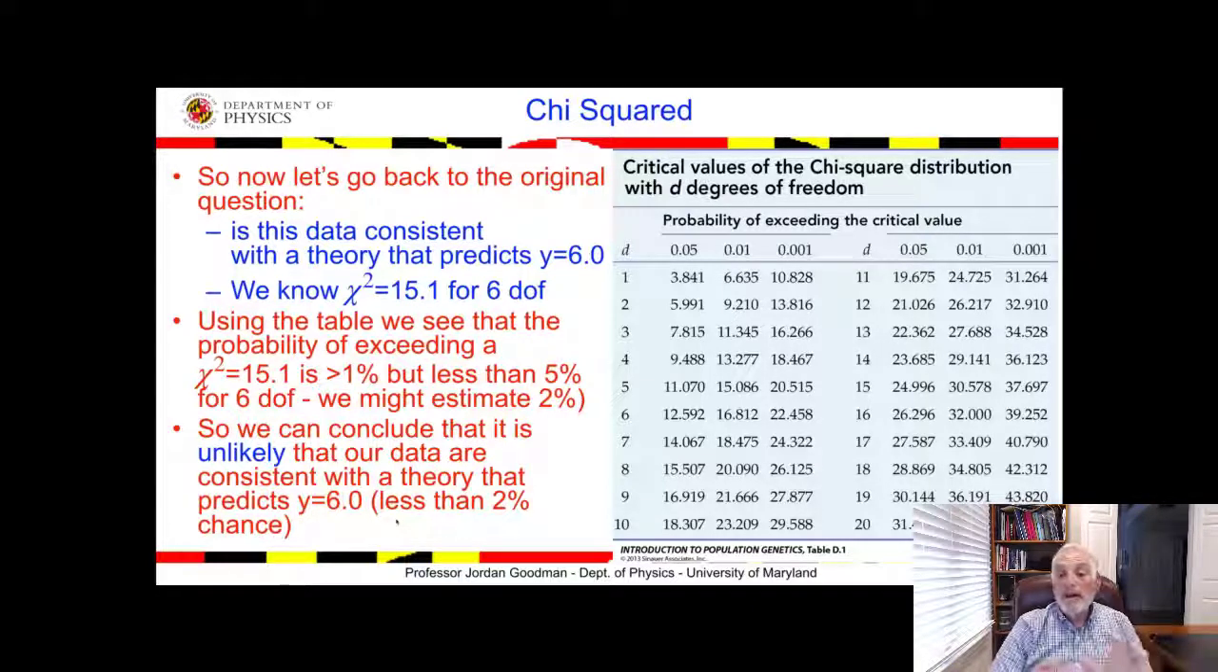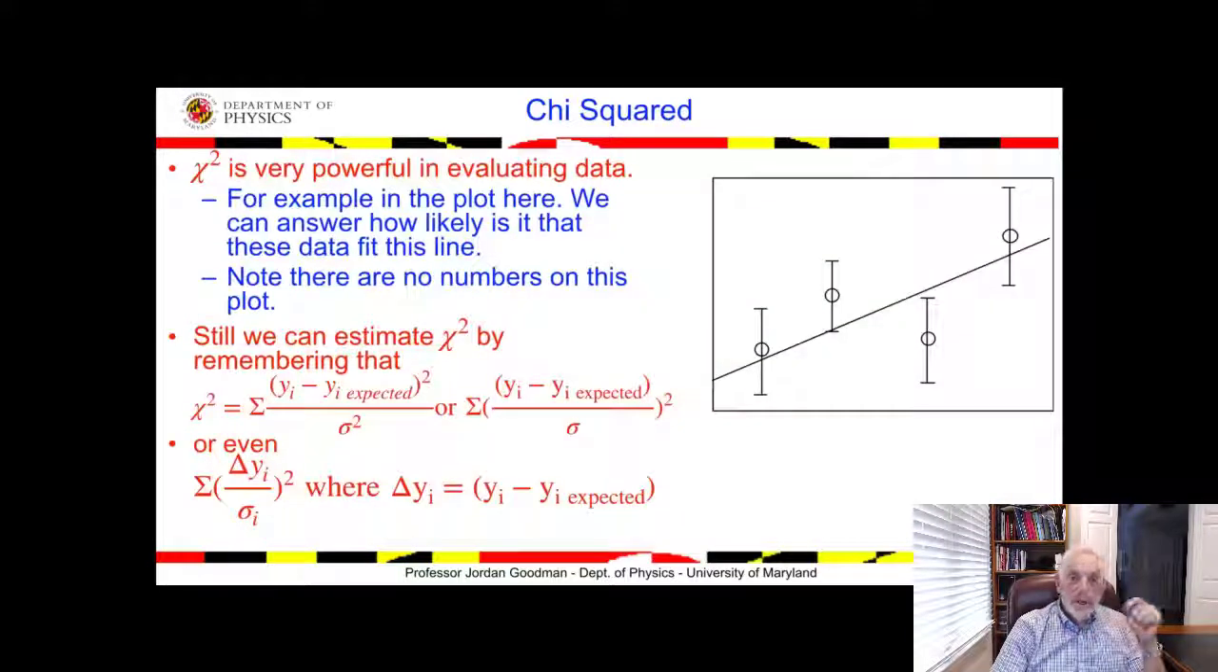And if we set 5% as our standard expectation for agreement, then we can say that this is clearly not in agreement with our data. So chi-squared is very powerful in evaluating data. And what's kind of interesting is you can use chi-squared and actually look at a plot without even any numbers on it and ask the question, are the data consistent?